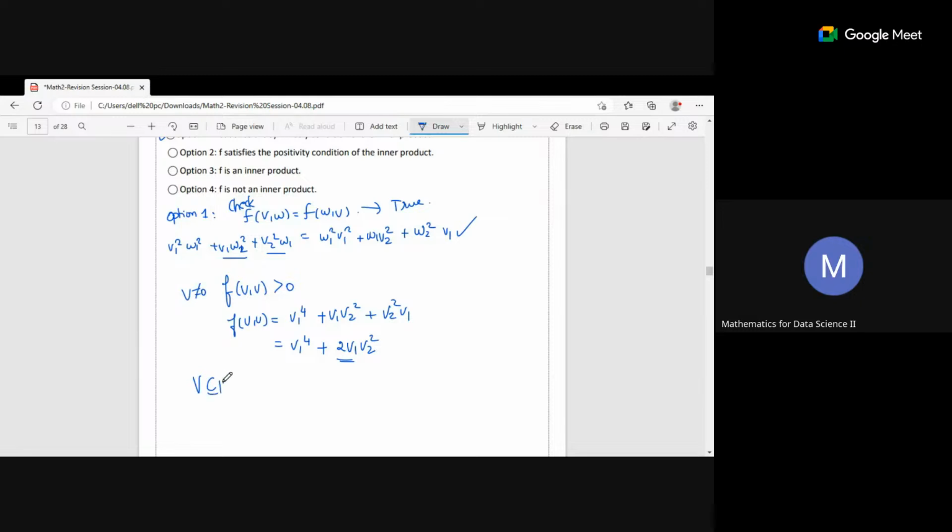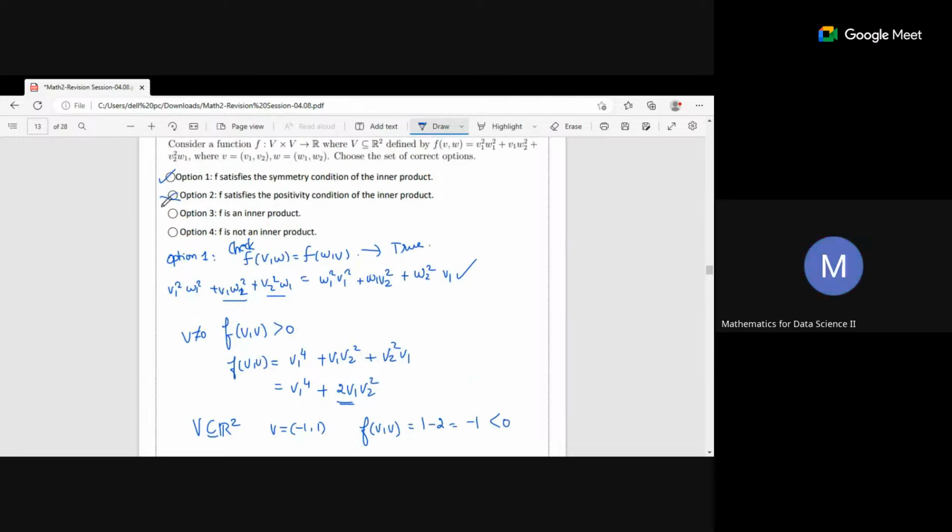Remember, your V is a subset of R2, so your V is an element of R2. You need to somehow show that this is not positive, so you have to make this a negative number. Let us try with minus 1 comma 1. What happens to f of V comma V when V is minus 1 comma 1? 1 minus 2, which is a negative number. So is the positivity condition satisfied here? No. So is this an inner product? No. Okay, f is not an inner product.